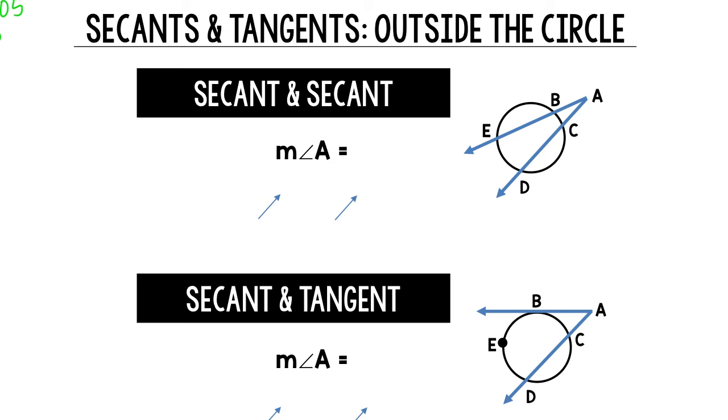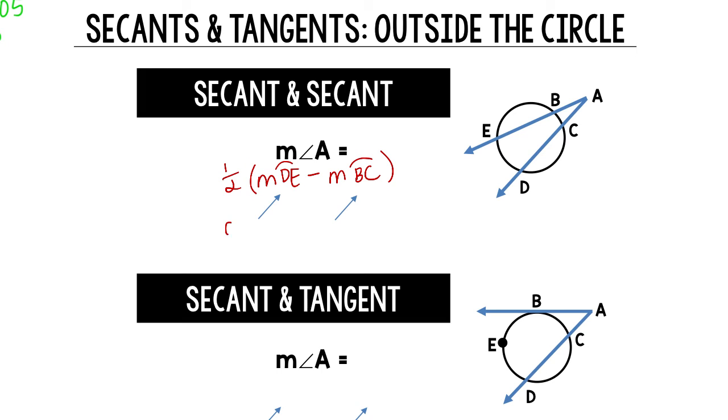Don't despair. We have secant and secant intersecting outside the circle here at point A. One secant, another secant. They intersect. We want to know the measure of the angle. Well, you might have guessed it's going to start with a 1/2. And we're going to take 1/2 times the measure of arc DE minus the measure of arc BC.